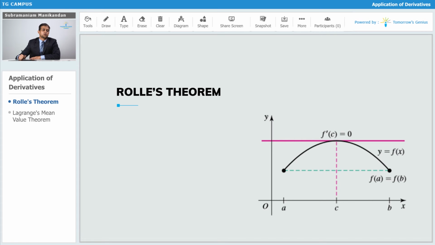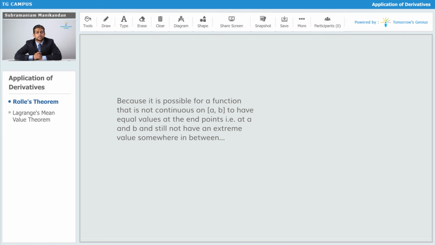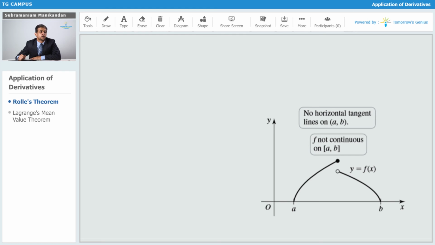Alright, so an important question that arises out of this is, why do we even require the function to be continuous in the given interval? So the answer to this lies in the fact that if it is not continuous and it still has equal values at the endpoints, it is possible for the function to not have the derivative equal to 0 at some point in between, like it is shown here.